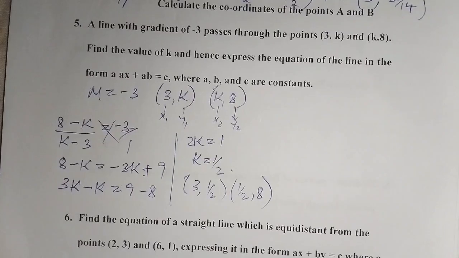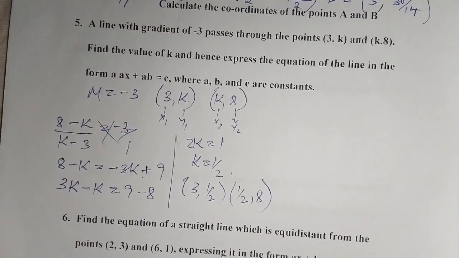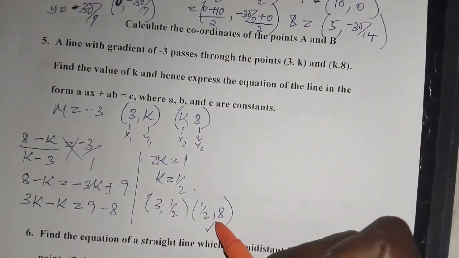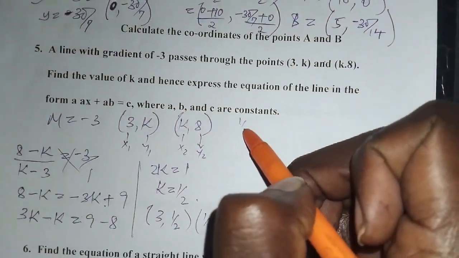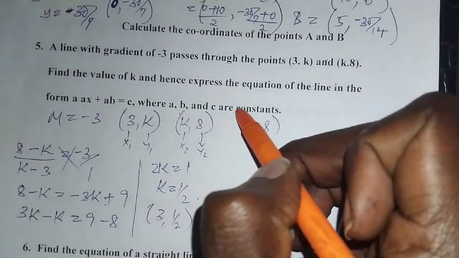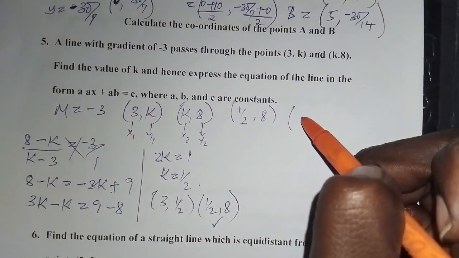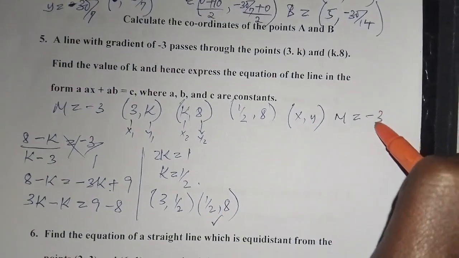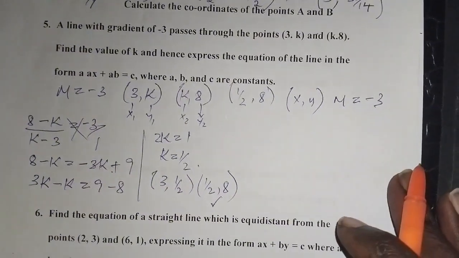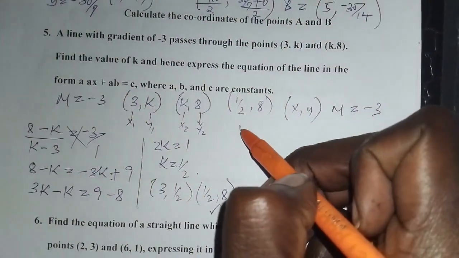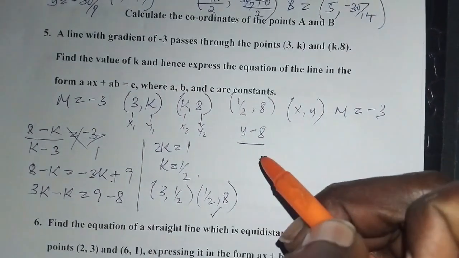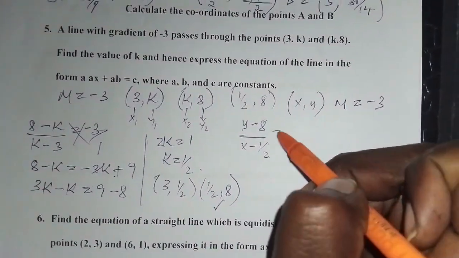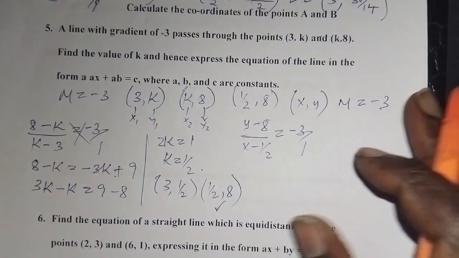So they want the equation of the line in the form of that. So you can choose one of the points. We can use this one. We have (a half, 8). Then another point along that line (x, y). When you find gradient, it will give us negative 3. So we have y minus 8 over x minus a half, which will give us negative 3 over 1.